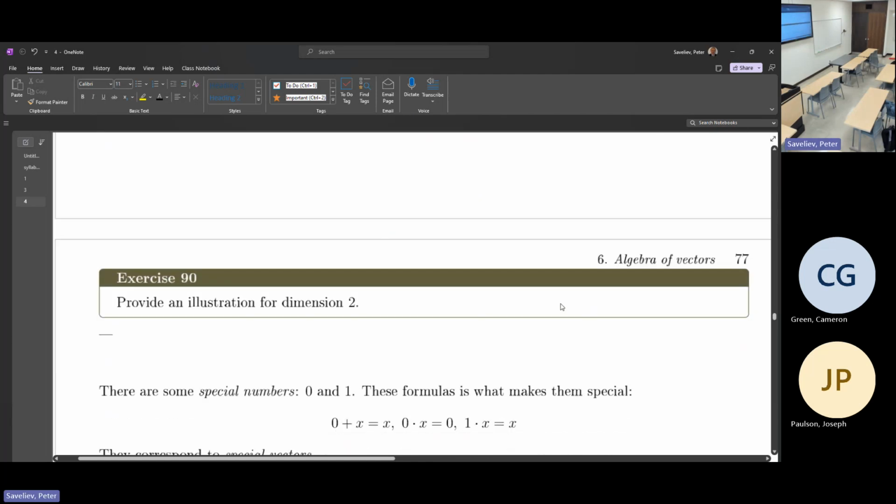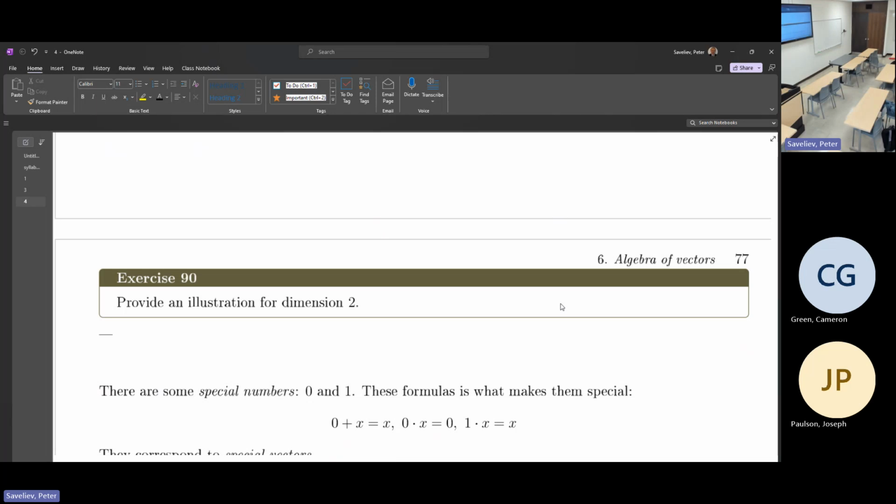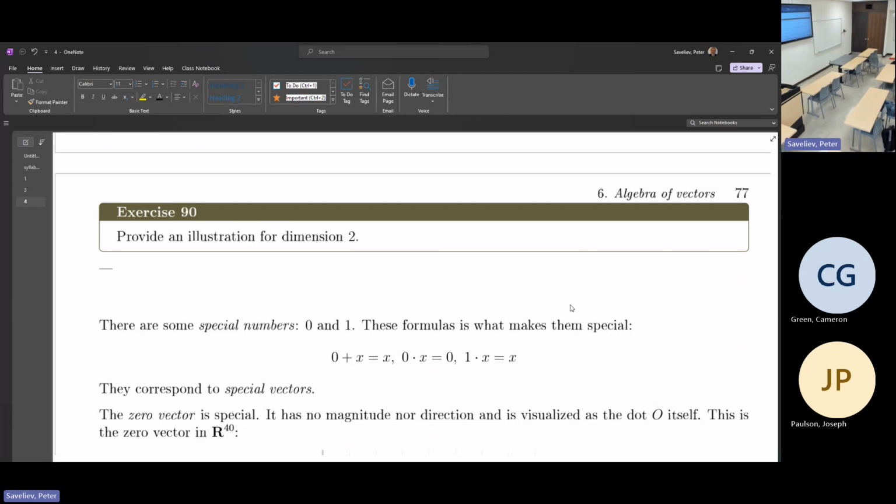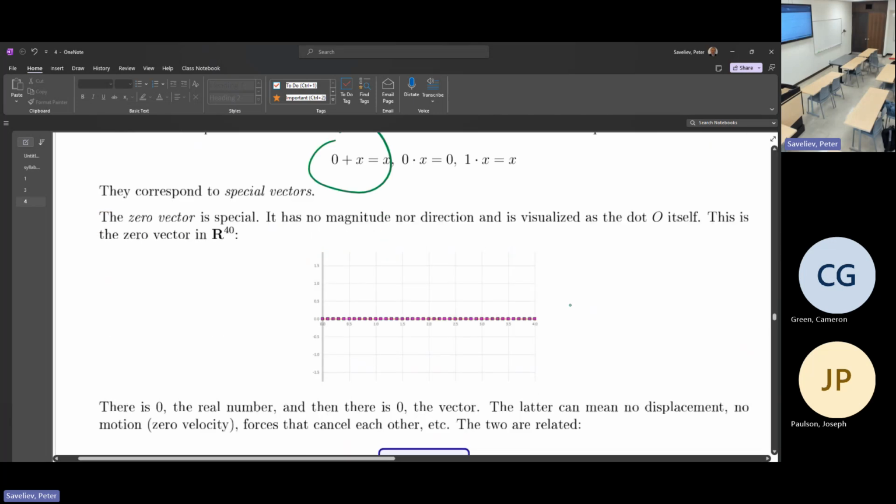Special numbers 0 and 1. This is what makes the number 0 special. 0 plus x is equal to x, 0 times x is equal to 0, 1 times x is equal to x. We are generalizing this, so the question becomes, what is 0? Is it a vector, is it a number? Looking at the first one, is 0 a number? The answer is no, it's a vector. So the 0 vector, we know what it looks like.